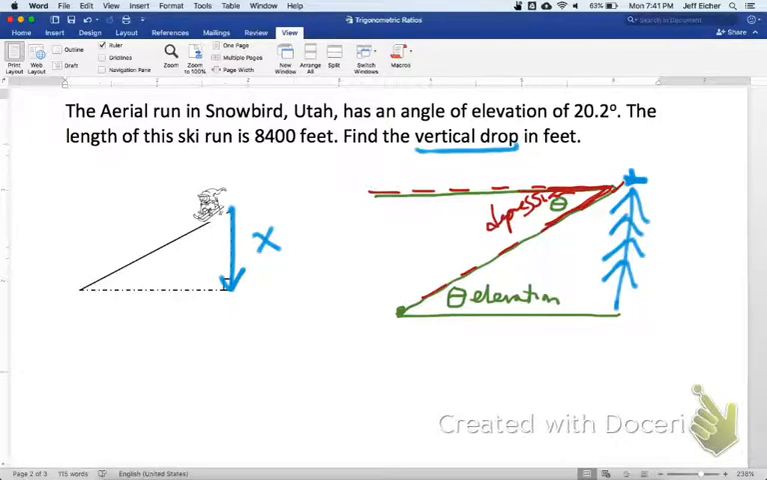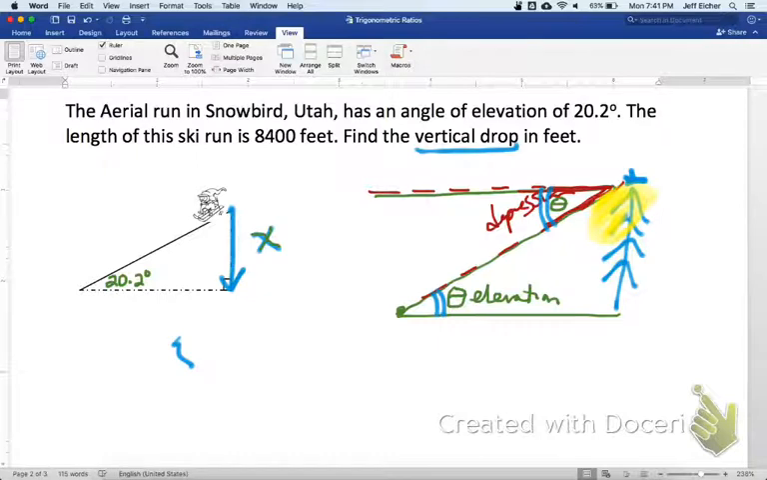The issue that students sometimes have is they think this angle right here is the angle of depression, but it's actually the angle that's congruent. This angle is congruent with this angle. So the angle of elevation is congruent to the angle of depression. All of that to say that we have an angle of elevation of 20.2, so this angle is 20.2 degrees. And we're looking for x. There's x.